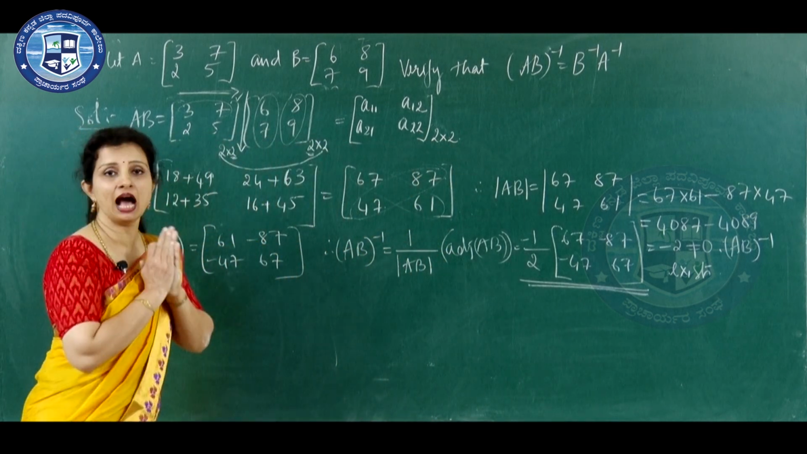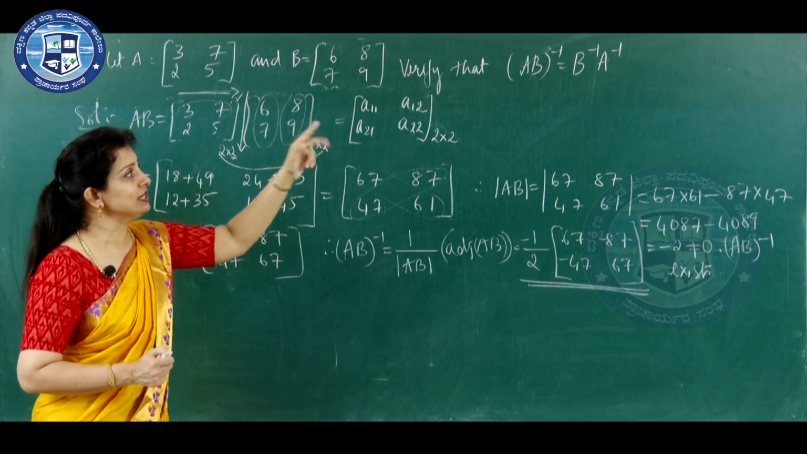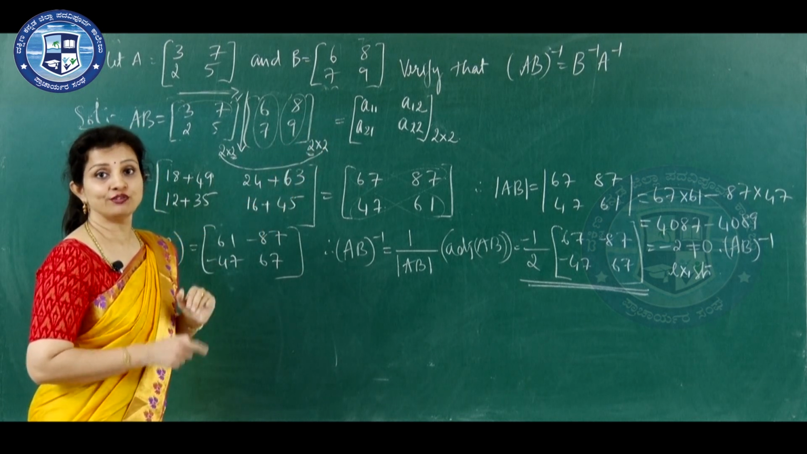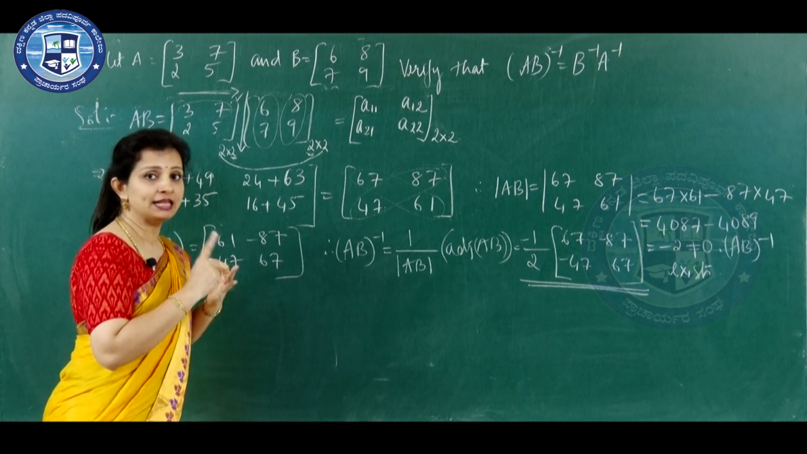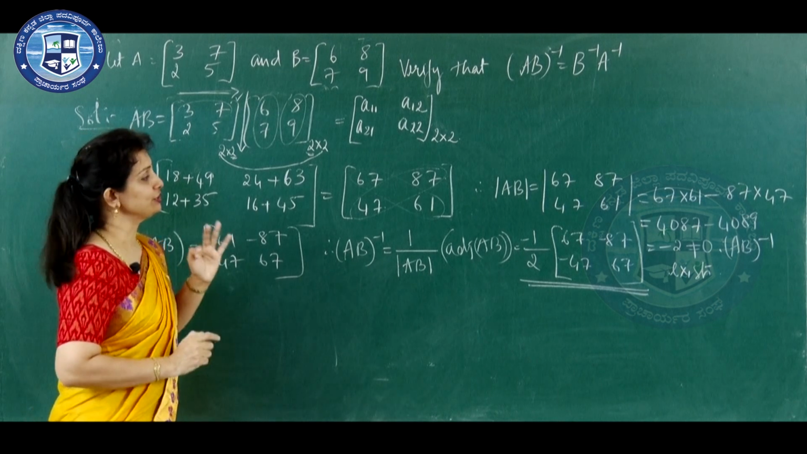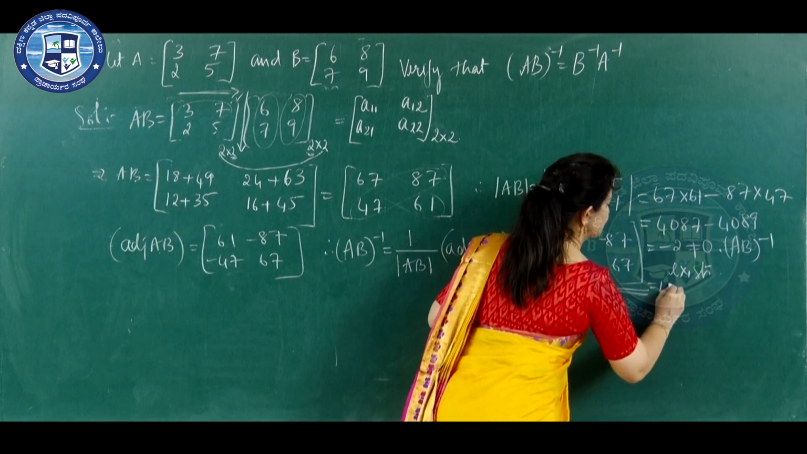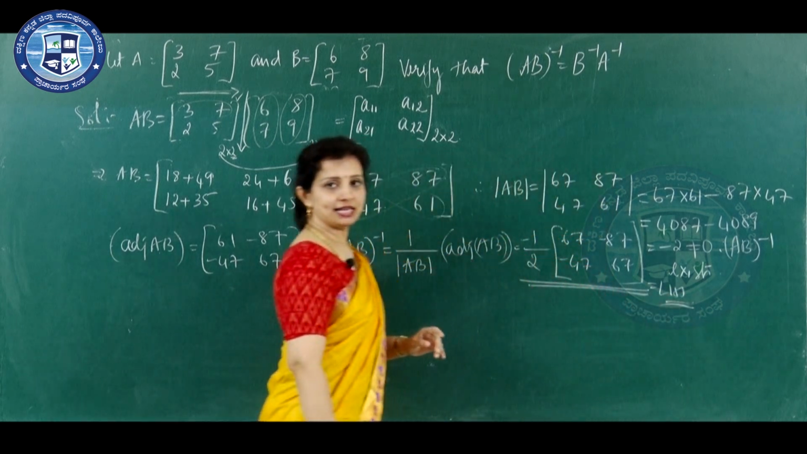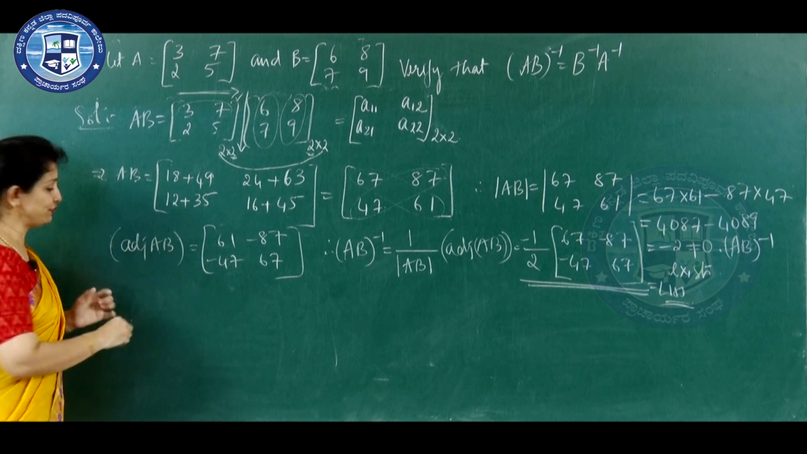Now, we have to find RHS. What is in RHS? B inverse into A inverse. So, we have to find B inverse, then separately find A inverse, then multiply them. You have to get the LHS. So, this is nothing but LHS. Now, what is RHS we find? To find RHS, B inverse and A inverse we want.